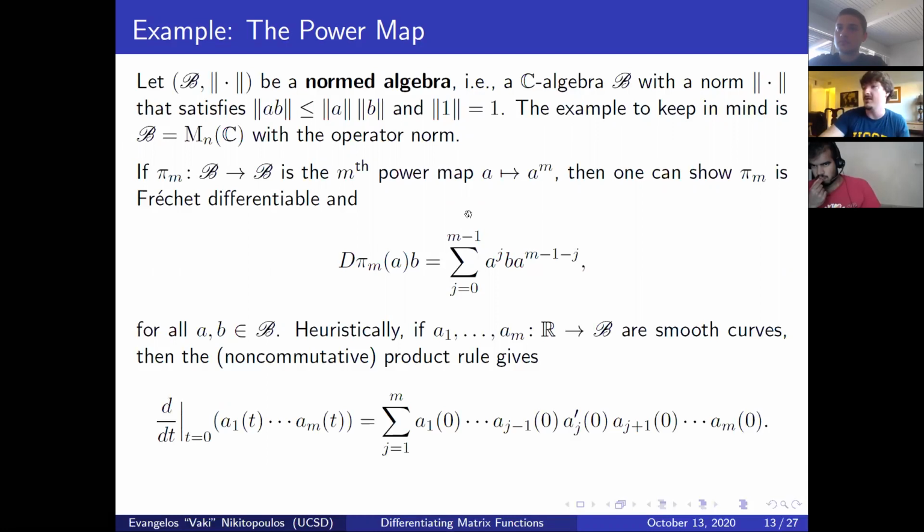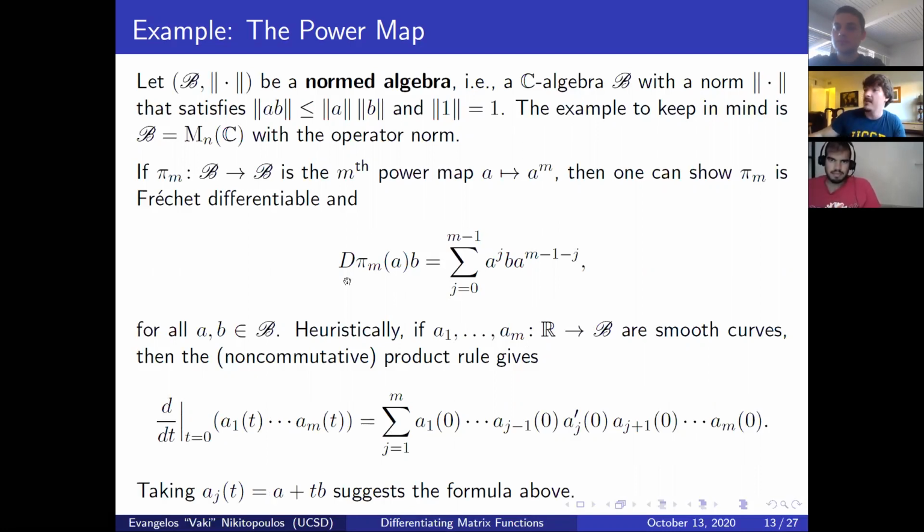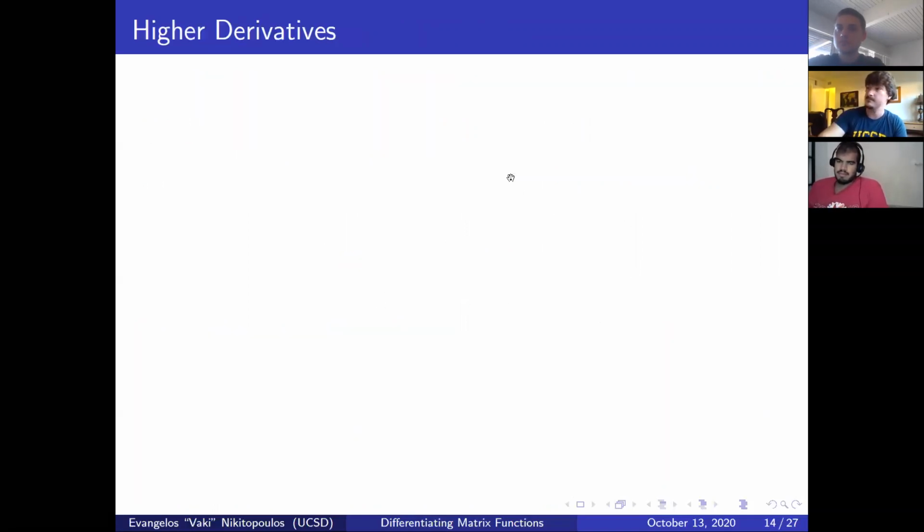And if you want, you can heuristically use the non-commutative product rule to suggest this formula. If you have some smooth curves, A_1 through A_m, and you want to take the derivative of the product, then you do the usual thing where you differentiate only one, and you leave all of them alone, and you add up the result. So this is the non-commutative product rule. And if you take the A_j's to be A plus tB, then this formula is suggested by that little calculation. But the take home is just going to be this formula that we're going to go forward with.